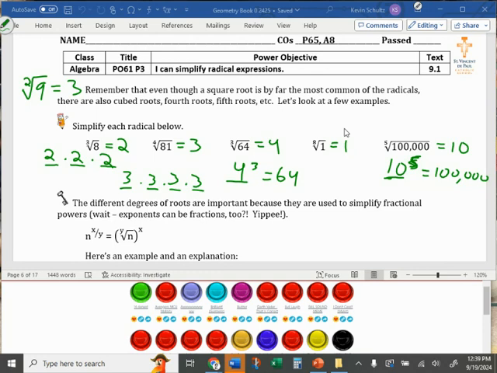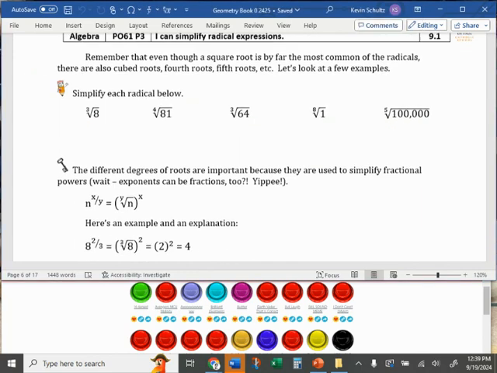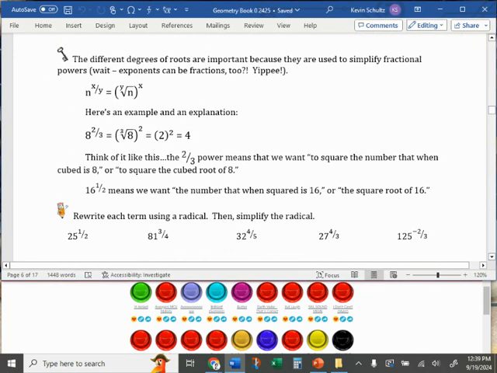And it's that idea, dealing with other degrees, that launches us into fraction powers. The different degrees of roots are important because they're used to simplify fractional powers. Yes, exponents can be fractions also. And when you get a fractional power, it is best to rewrite it as a root to evaluate it.